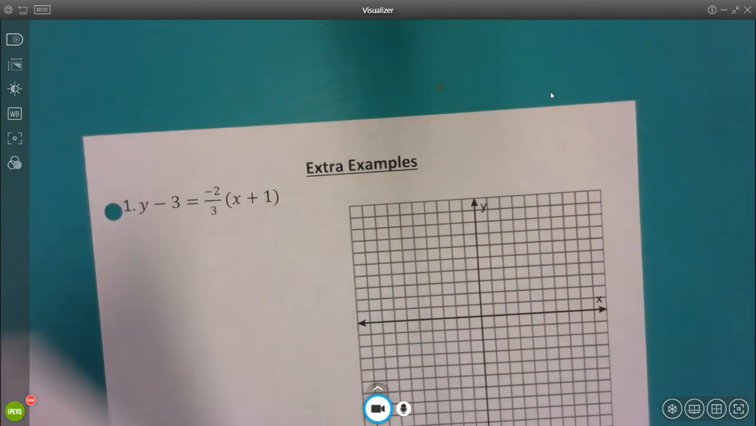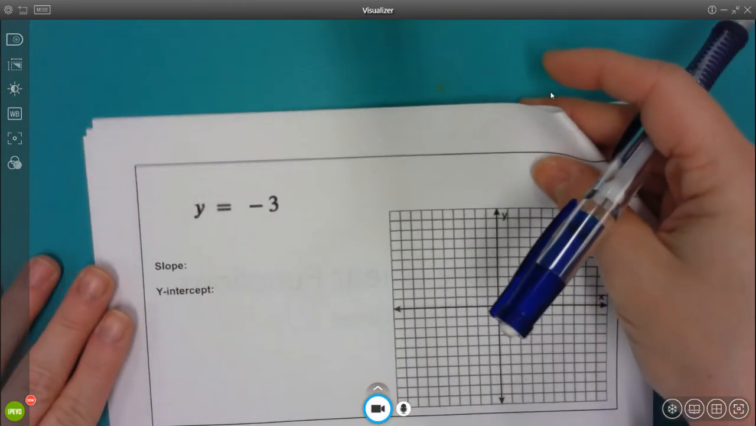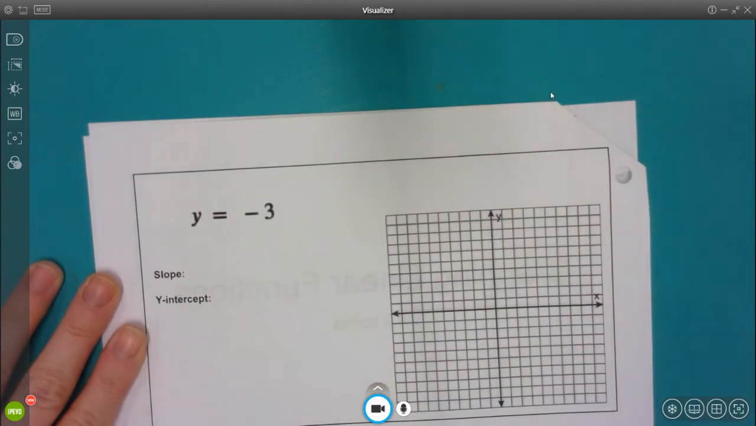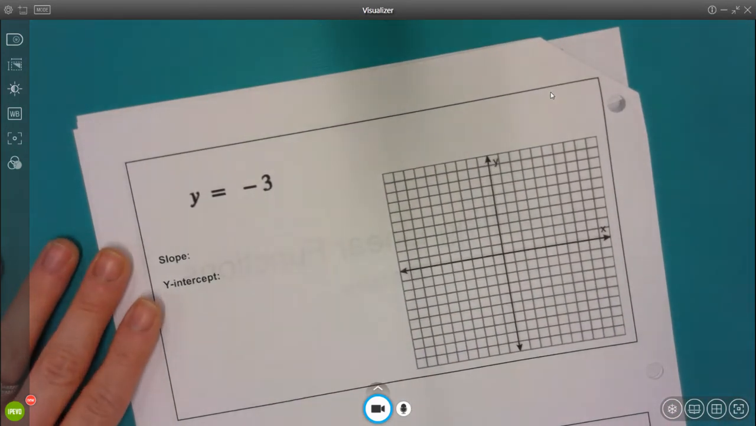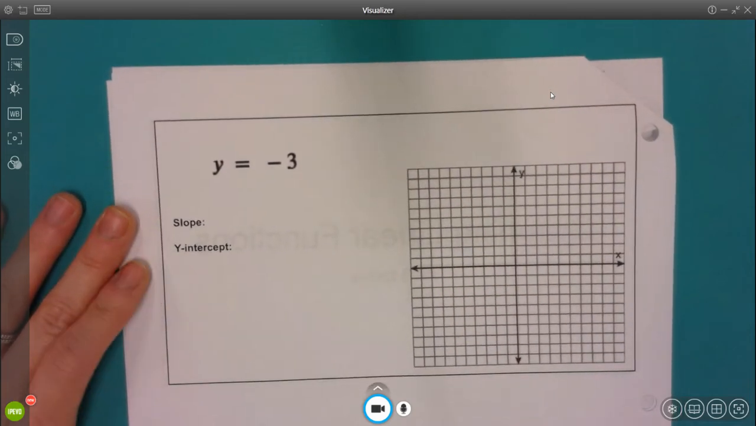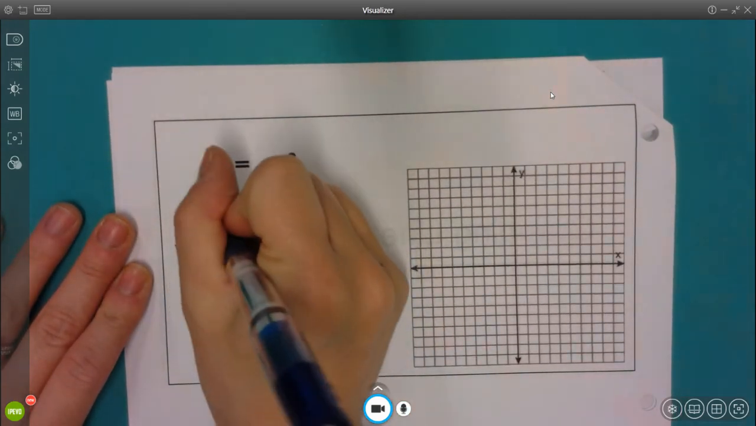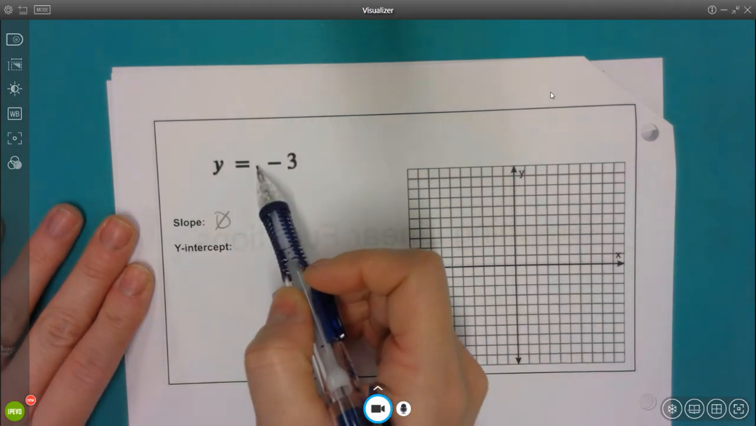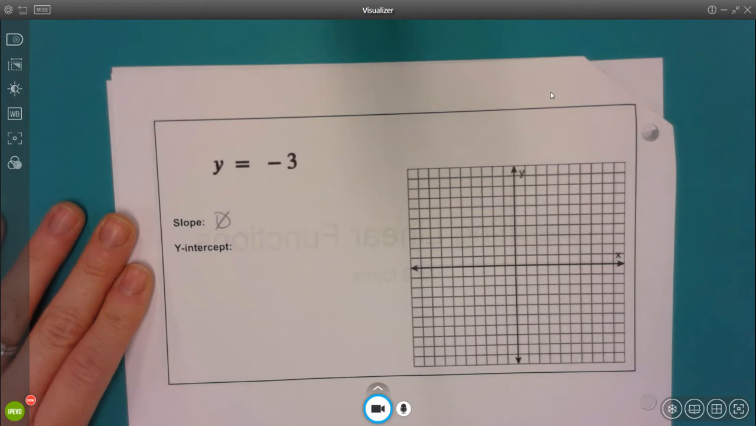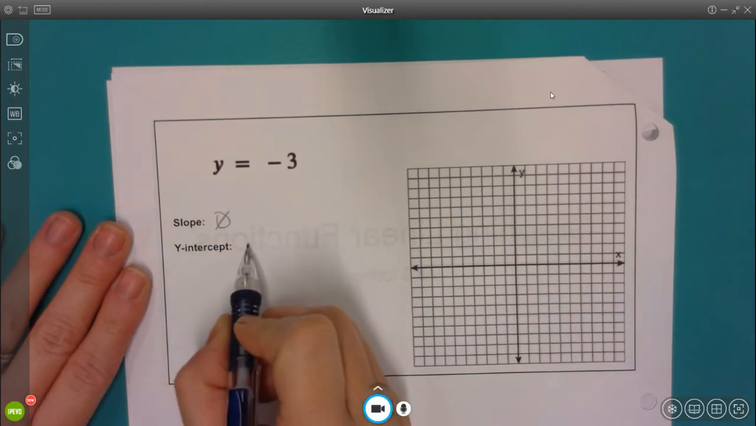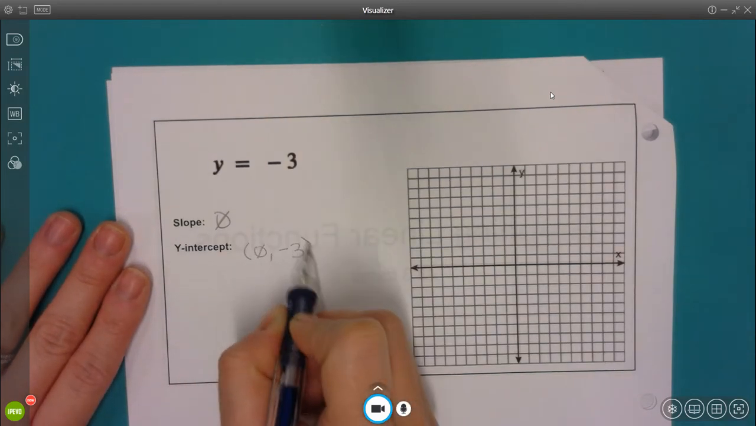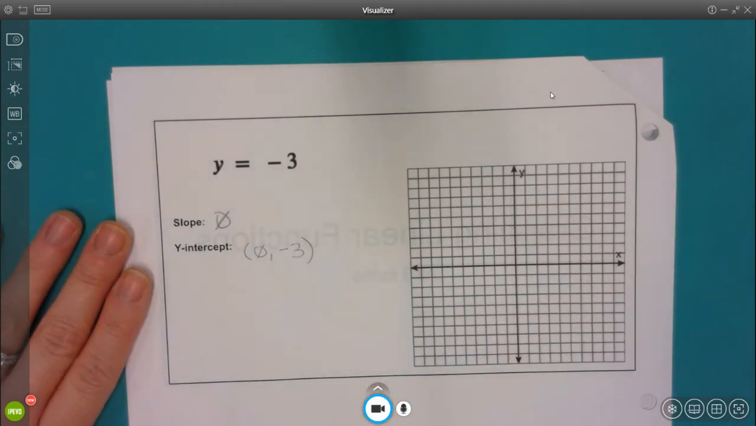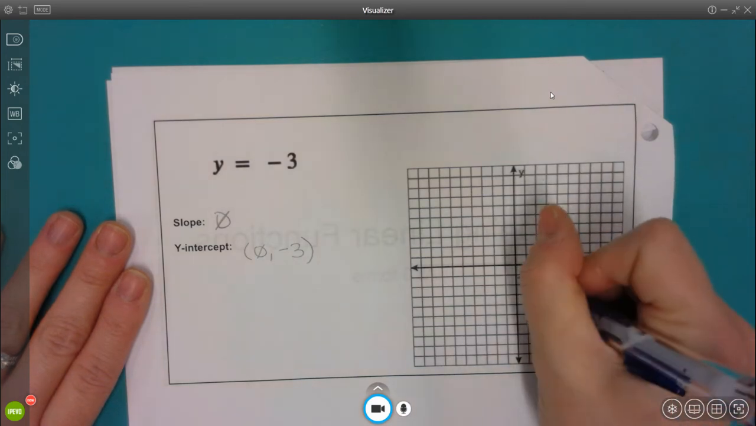The next one we're going to look at is y equals -3. So if I'm thinking about what my slope would be in this case, I have no value in front of x because there isn't an x here. So in this case, my slope is actually going to be 0. It does not show up in my equation, so I know that coefficient in front of x was 0, and my y-intercept is (0, -3). Now what this is telling me is I'm creating a graph where y is always -3.